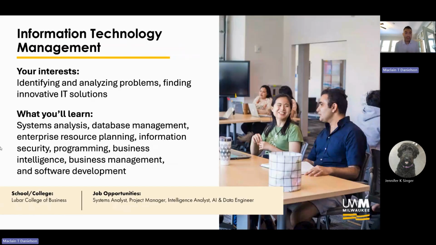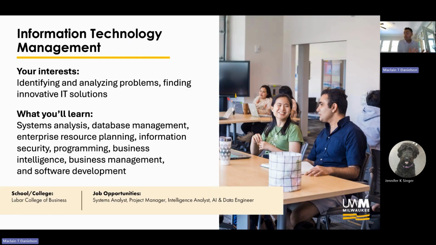And one of these programs, Information Technology Management. Now, as you can see in the bottom left corner, this falls under the College of Business. So different than engineering, it is going to be effectively defined as using functional tech that uses existing code and software to make business practices more efficient.